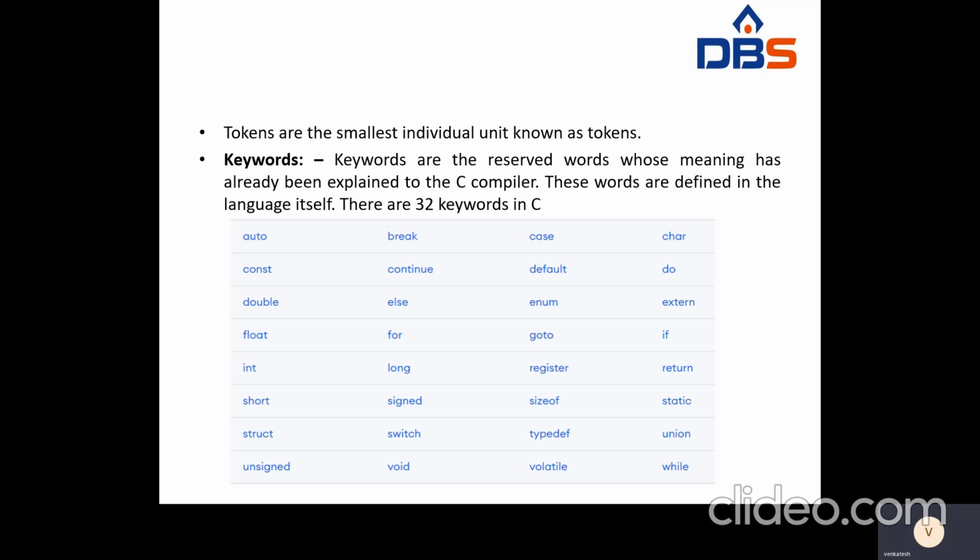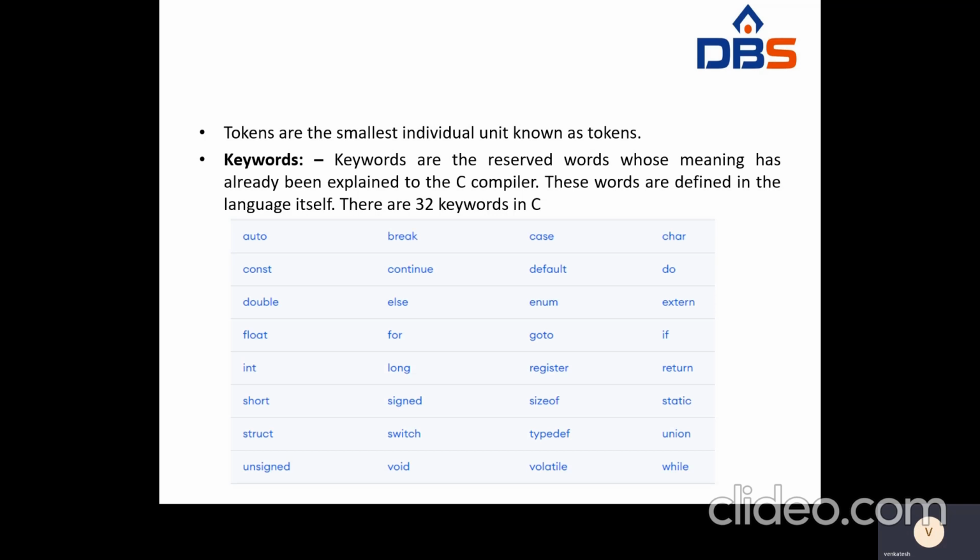Keywords are also called reserved words. What is another name for keywords? Reserved words. Keywords are called the building blocks of C language. What does building blocks of C language mean? These 32 keywords are what we call the building blocks.